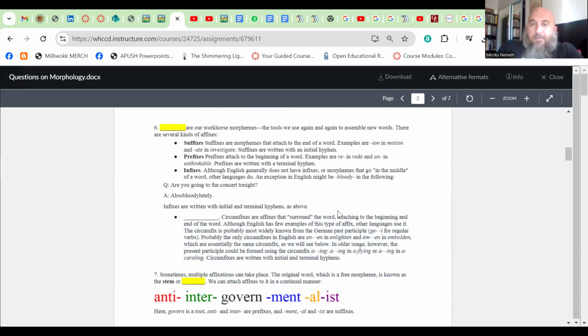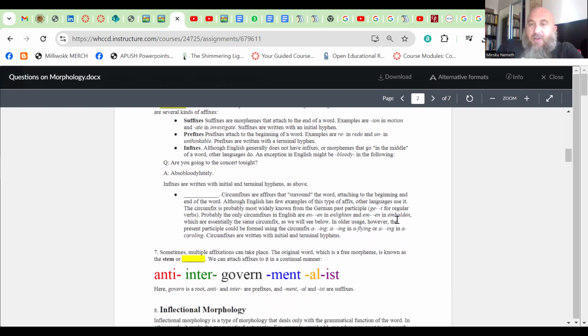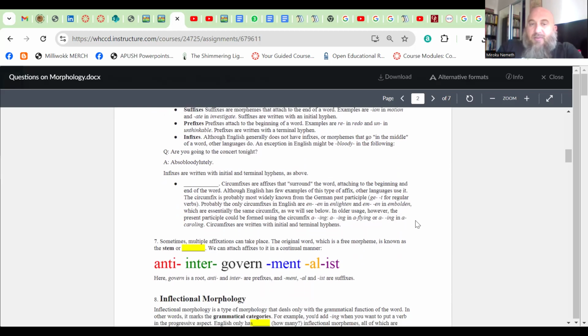So we have enlightened, with en- and -ed, and emboldened, but we don't really have many of them in contemporary English, though you do have them in a lot of other languages. If you study some other languages, there are all kinds of things going on.